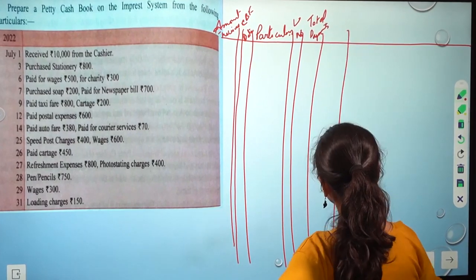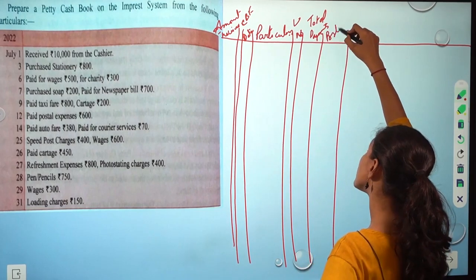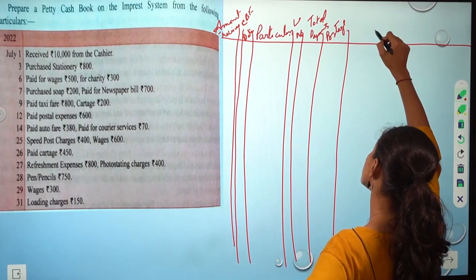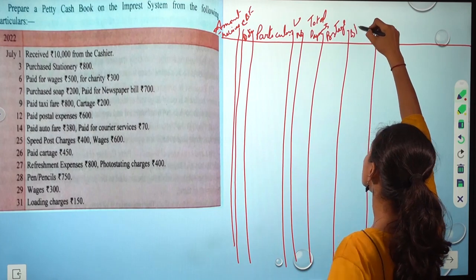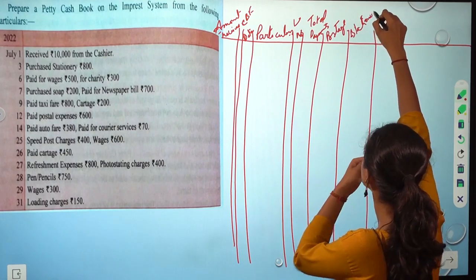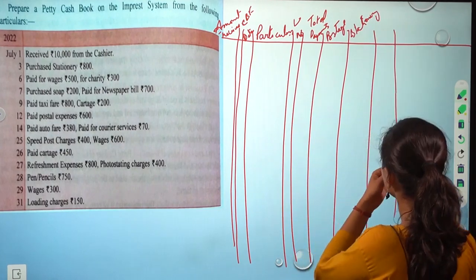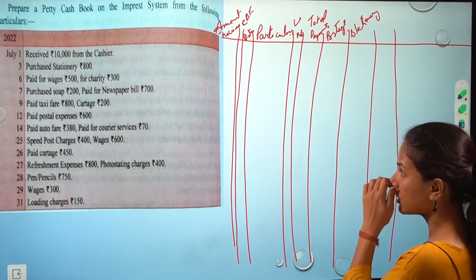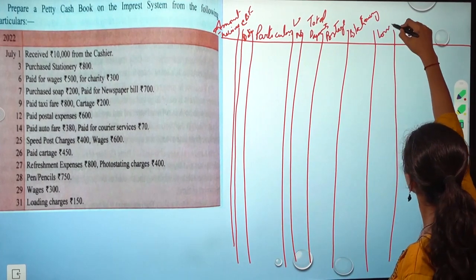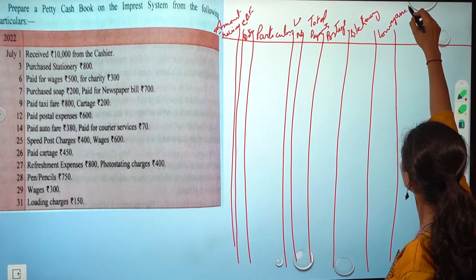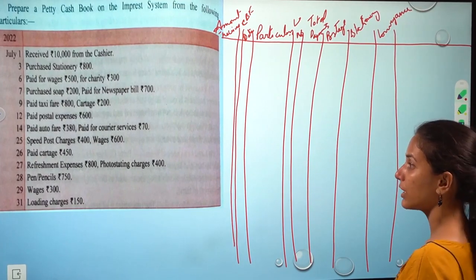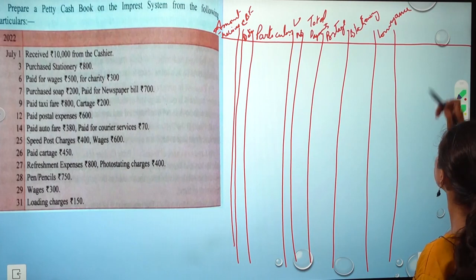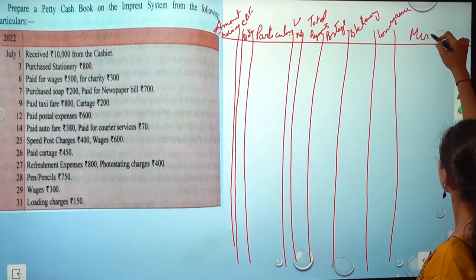Next you have postage or courier charges. Next you have stationery. Next you have, what are the things? Conveyance. And what are the other things? Miscellaneous.